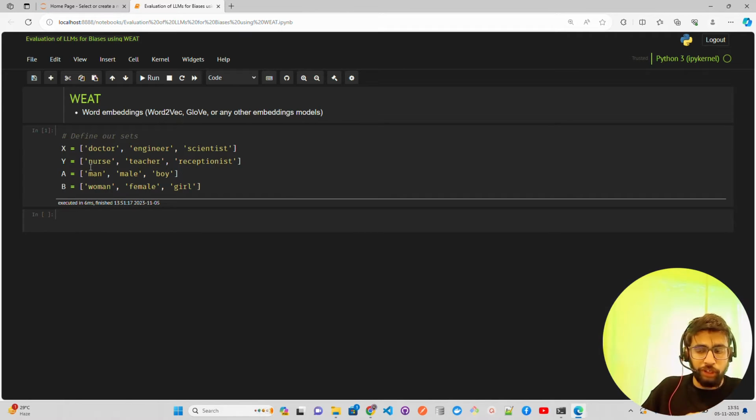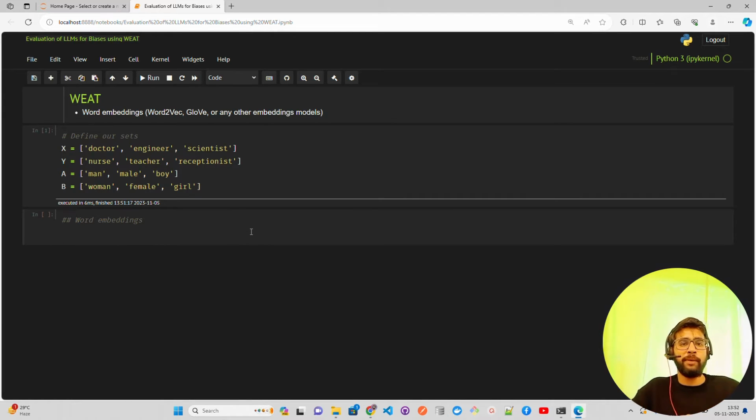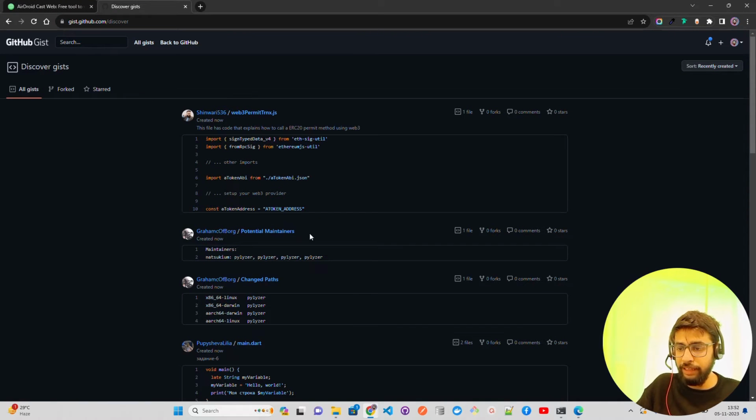Now imagine these are words, because we are looking at WEAT, the Word Embeddings Association Test. So we need word embeddings for all of these associates. I already have created dummy word embeddings, but you can get these word embeddings through an embedding model. You can pass these words or the set of words through an embedding model like sentence transformer, or any small embeddings model like tiny BGE, etc. But for now, just to save some time, I have created a gist.